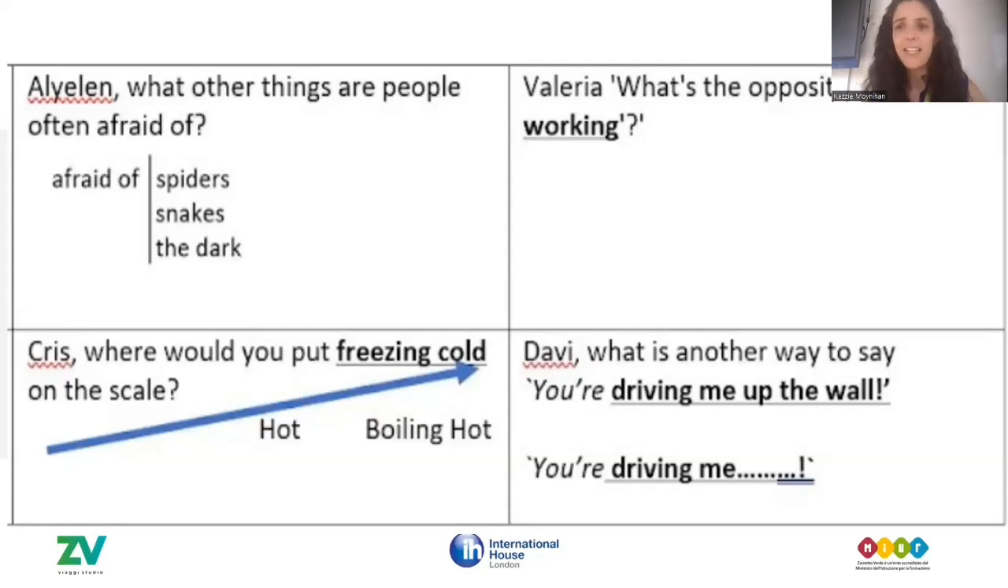And last of all, Davi, what is another way to say you're driving me up the wall? Here, the teacher is asking the student to extend and give them other examples. A very obvious extension would be to ask the student, what kind of things drive you up the wall? Or the answer they're looking for here, drive you mad.